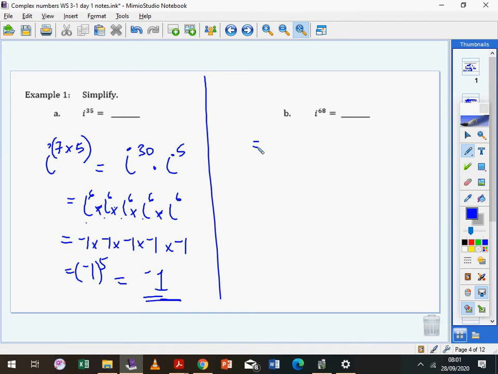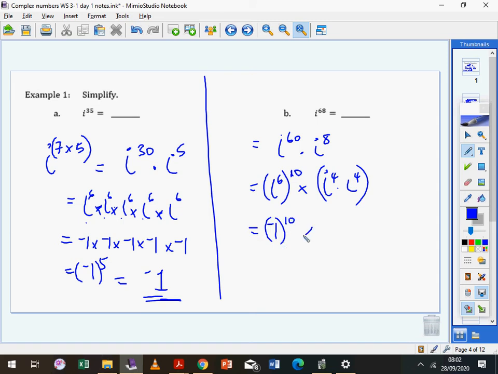So I could personally say this is I to the 60 times I to the 8, and I can break 8 into 4 times 4 because I already know what 4 is. I can break 60 into 10 sixes. I can say this is I to the power of 6, 10 times, to the power of 10, because it's 6 happening 10 times. So I to the power of 6 is negative 1, that is to the power of 10.